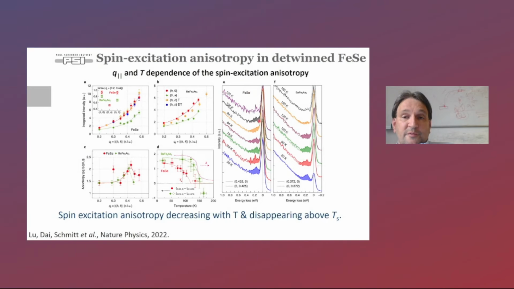You need to remember that you don't have long-range antiferromagnetic order. So also in this case, as you heat up the sample and come closer and closer to the nematic transition, your spin excitation anisotropy is clearly vanishing. So that means the spin excitation anisotropy is decreasing with temperature and even disappearing when crossing the structural or nematic phase transition.